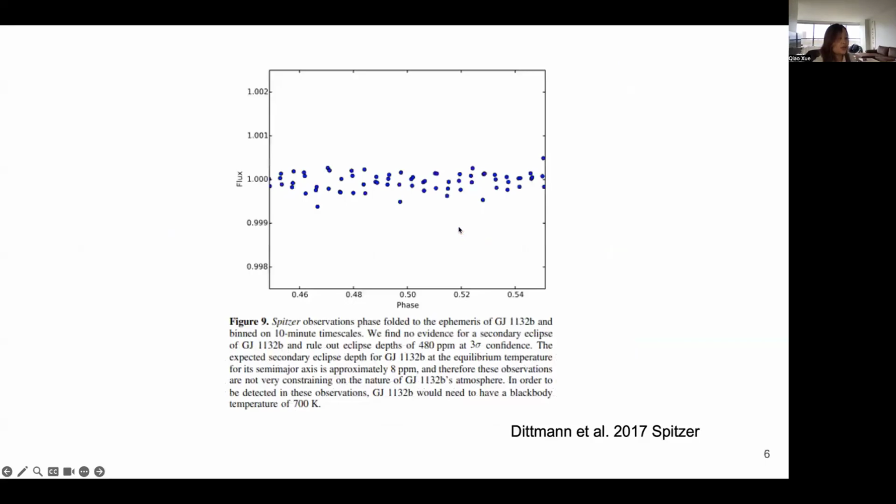In terms of thermal emission measurement, Spectrometer has made some effort to look at its secondary eclipse, but because of the instrumental limitation, it results in non-detection. They didn't see any eclipse in their observation.